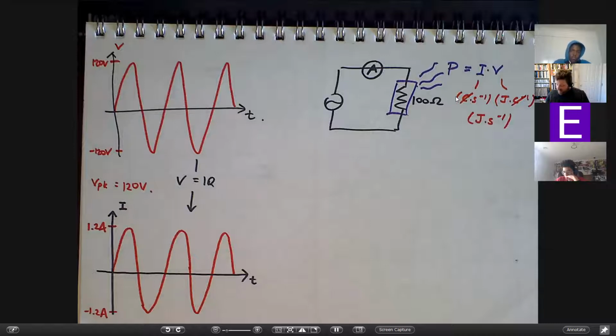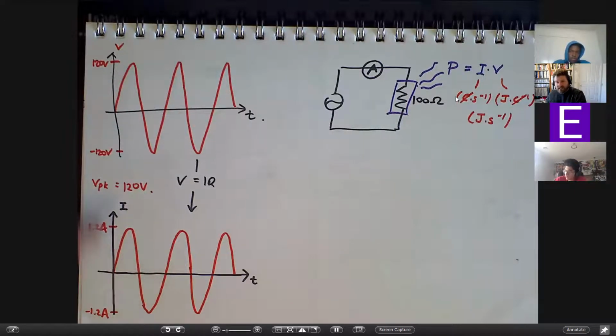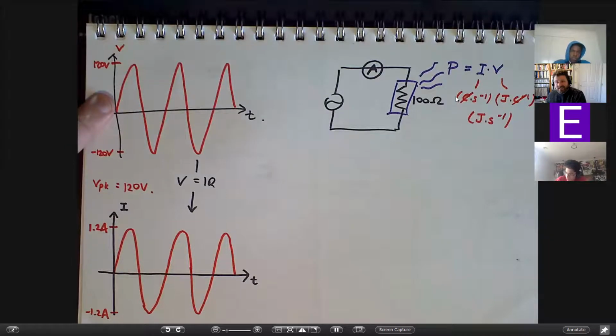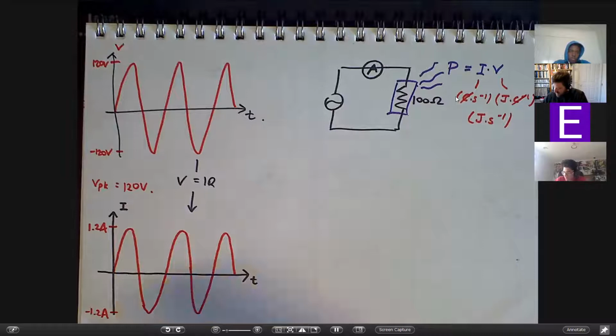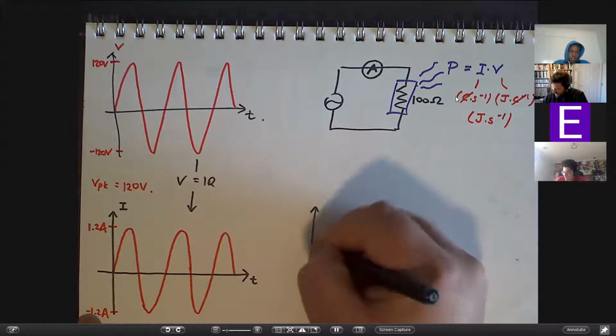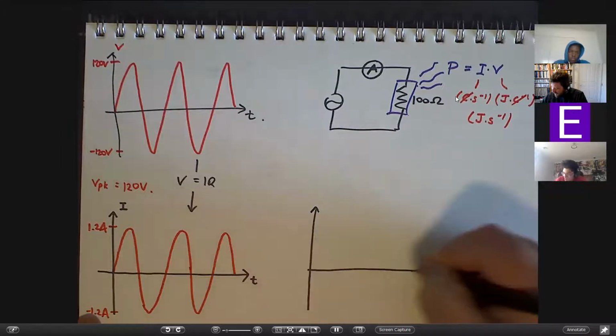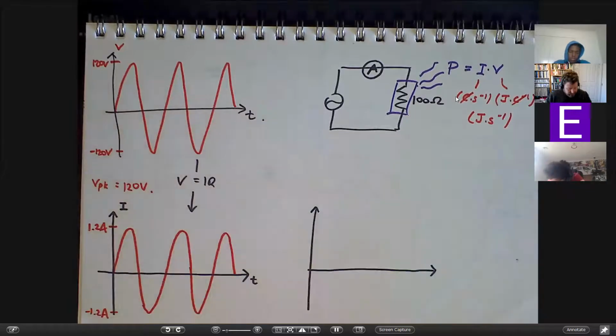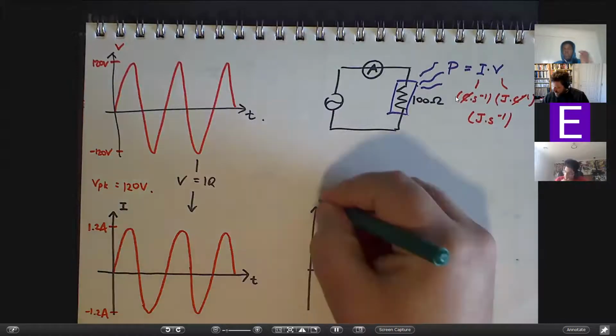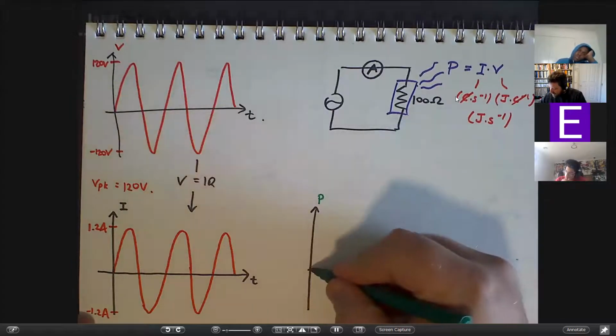Right? So if we really care about power, then what we want to do is at every moment, we want to multiply this graph by this graph. So we want a power graph, okay? And that power graph is, I won't bore you with the details of how you derive this, but it's gonna look something like this.